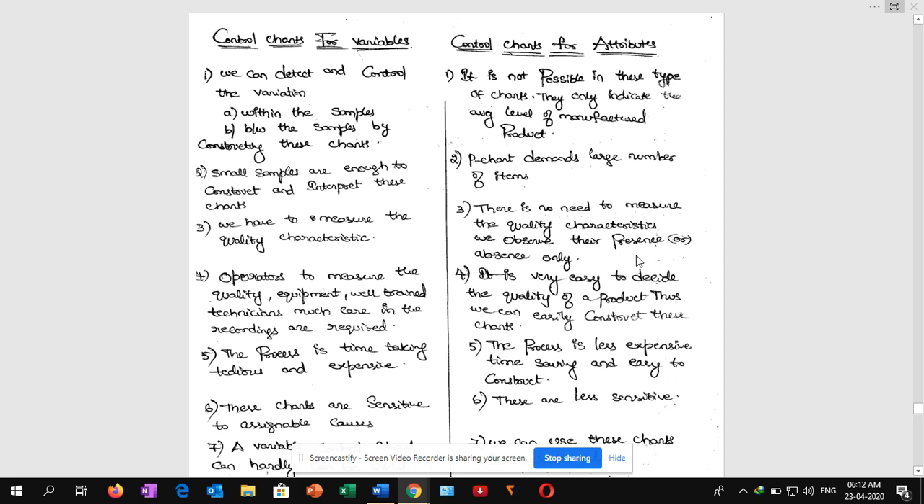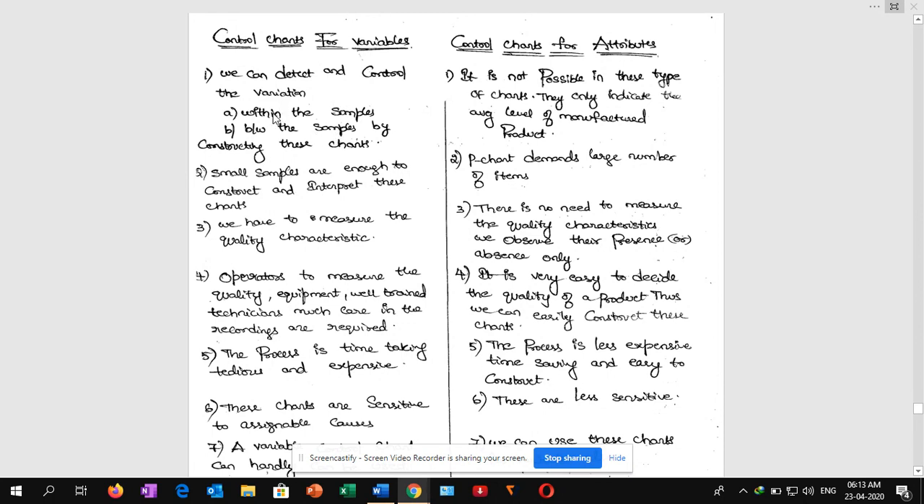Dear students, up to now we have discussed control charts for variables and control charts for attributes. These are some of the differences between control charts for variables and control charts for attributes. Number one is that we can detect and control the variations. In the variables chart, we can detect and control the variations.